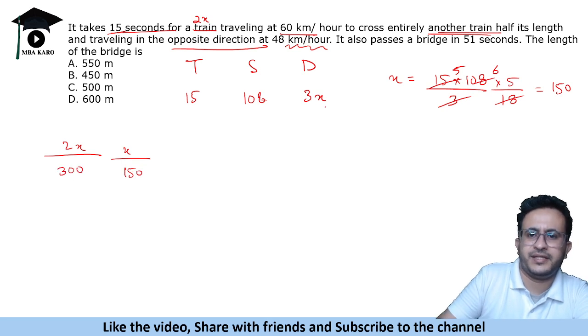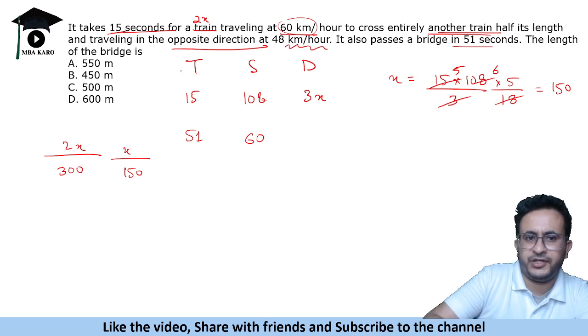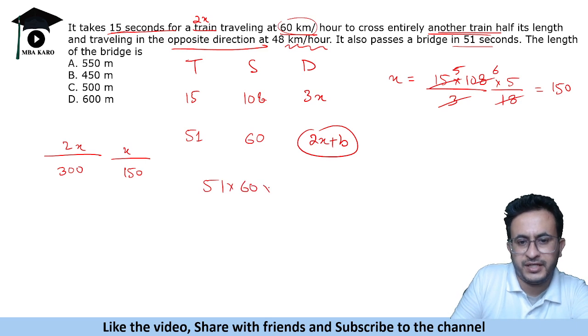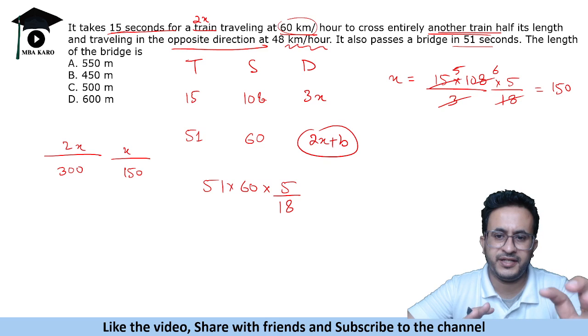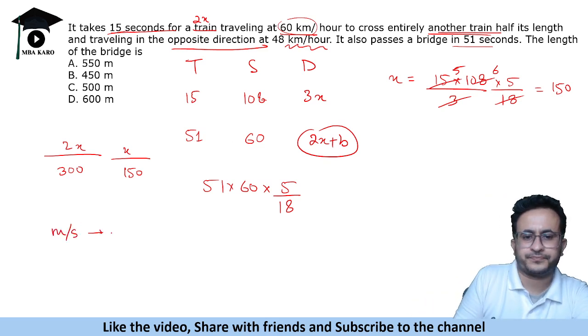Now again, putting it in the same framework, it passes a bridge in 51 seconds. So time is 51 seconds. The speed is, now this train is moving at 60 km per hour. We need to find the length of the bridge. So here the length is 2x plus the length of the bridge, which is 51 into 60 into 5 by 18. Why 5 by 18? Because we have to convert to meter per second. Always remember that if the speed is given in meter per second, we need to convert to kilometer per hour.